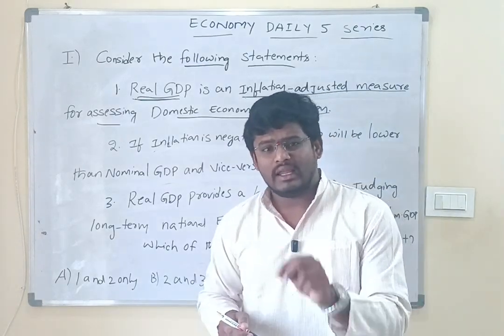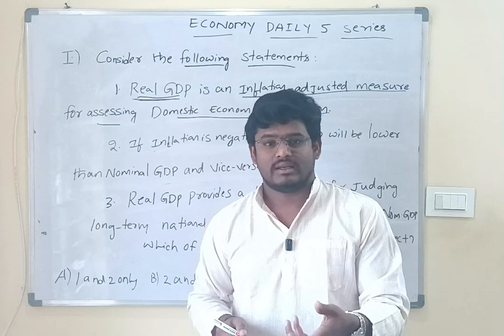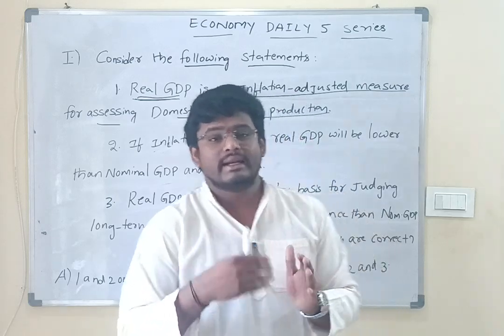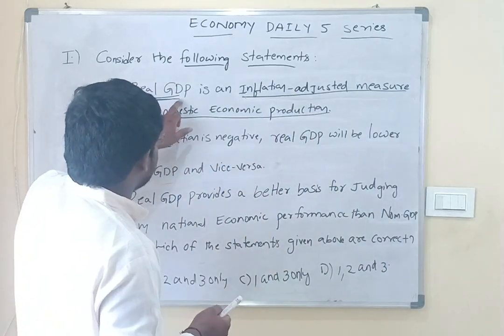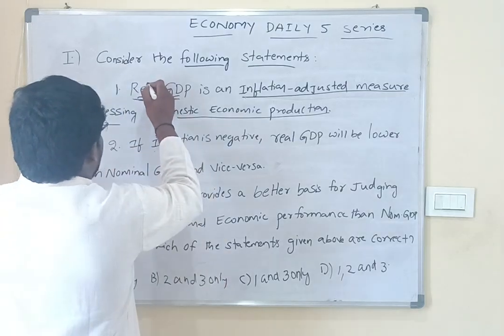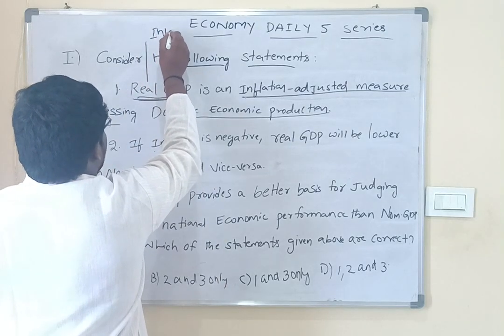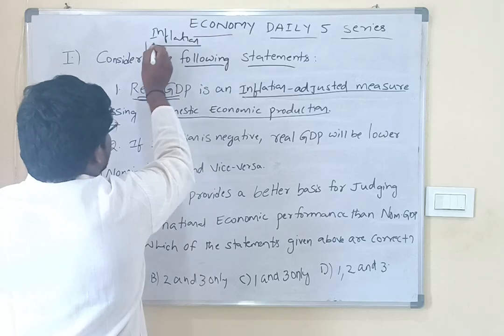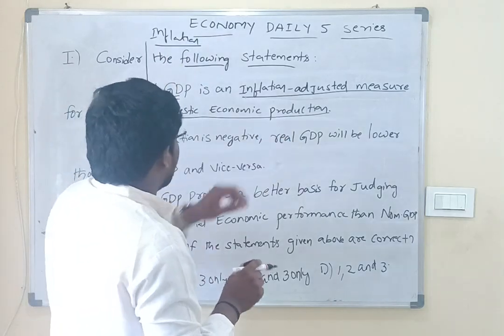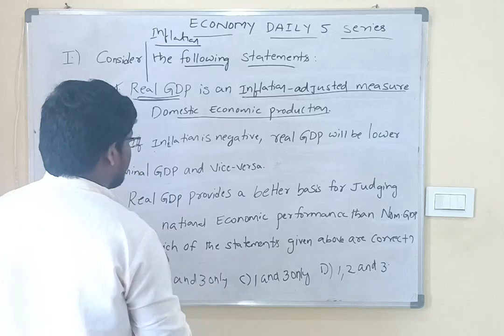Real GDP adjusts for inflation, because adjustment means it deducts. Hence it is also known as inflation corrected GDP, we also call it that. Inflation corrected GDP. So this is the point which you have to keep in mind, and this statement looks right.